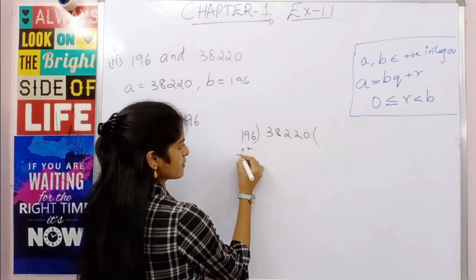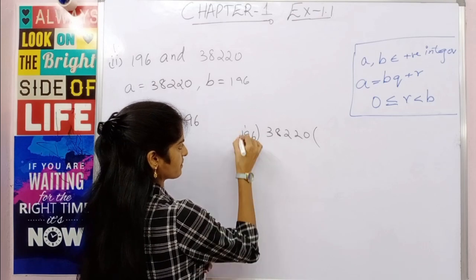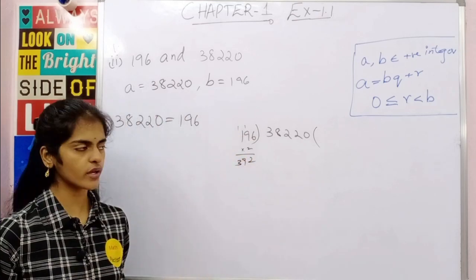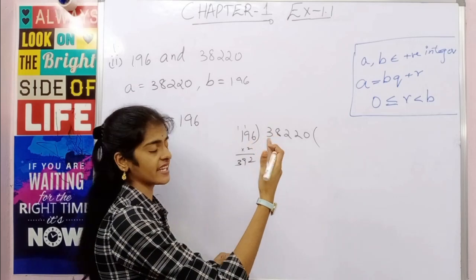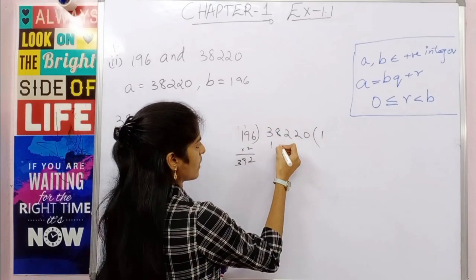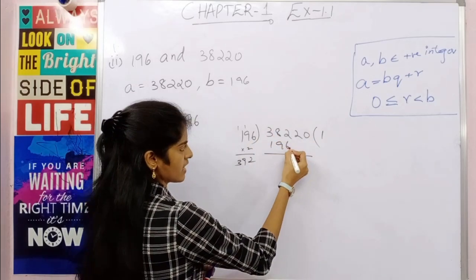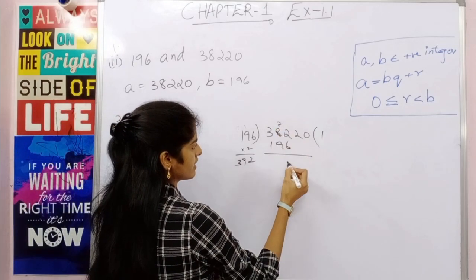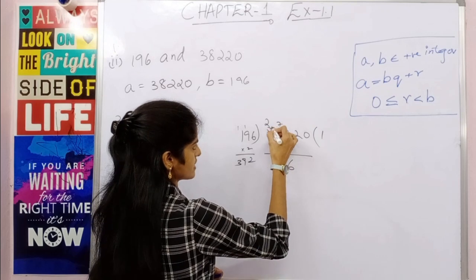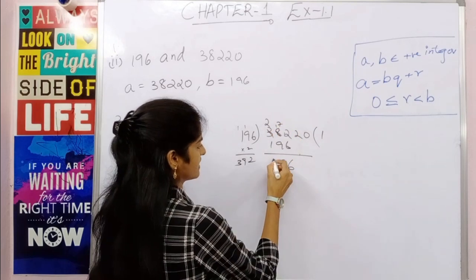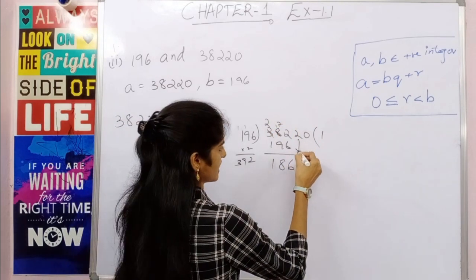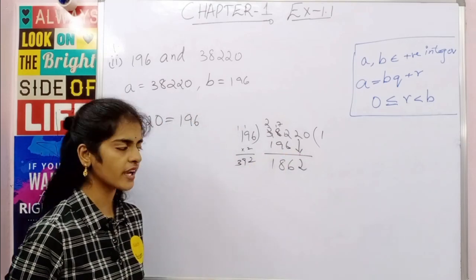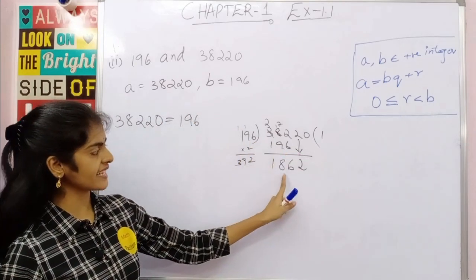196 multiplied by 2 will give you 392. But you have only 382, so let us take 1s are 196. Now subtracting, you get 186. Now let us bring this 2 down. You have 196 and you have 1862.